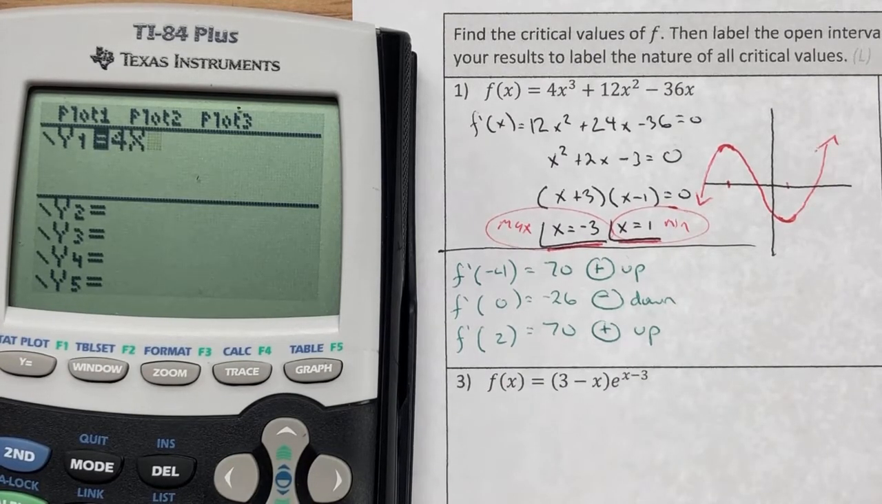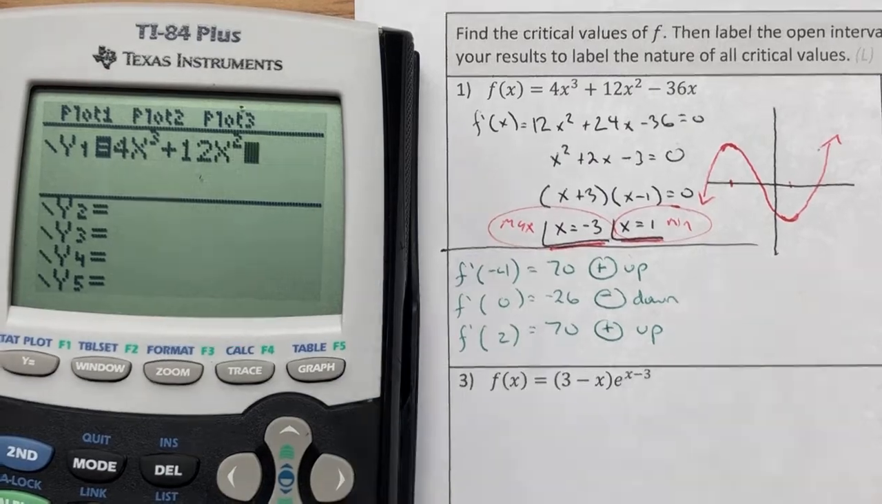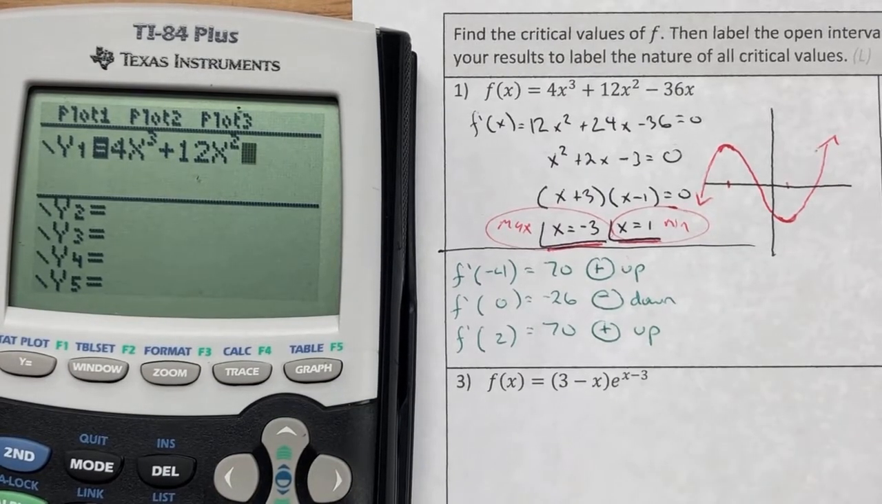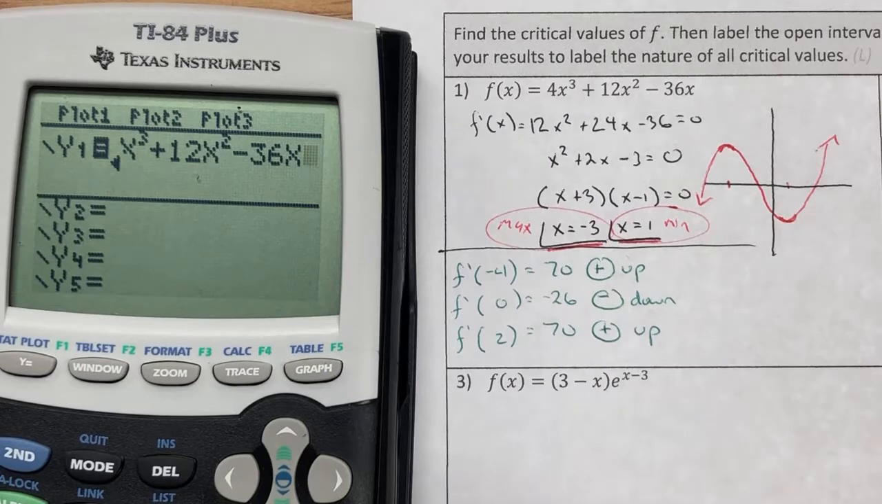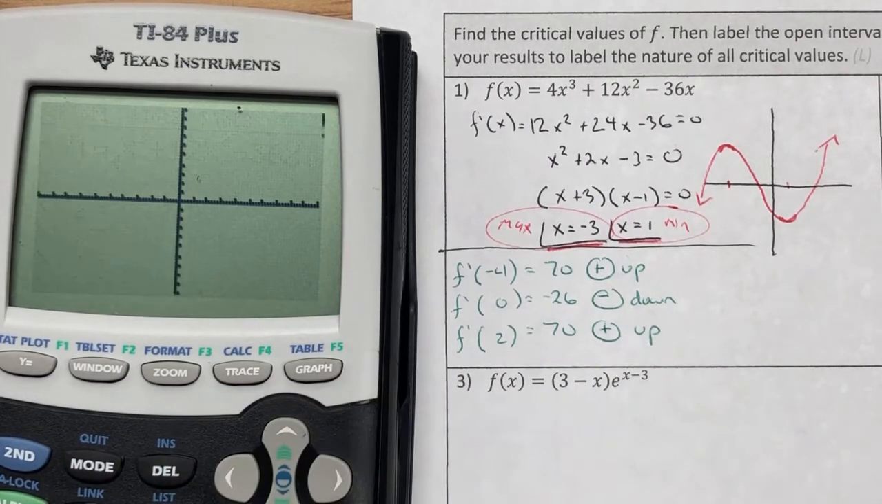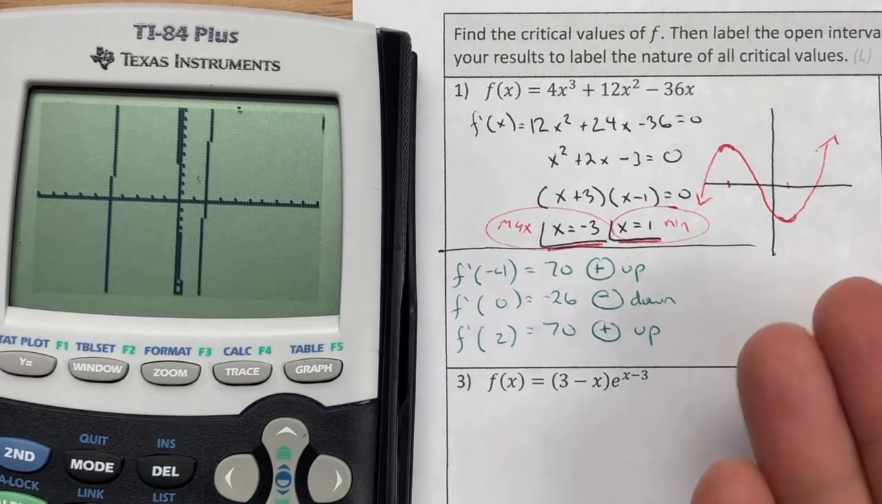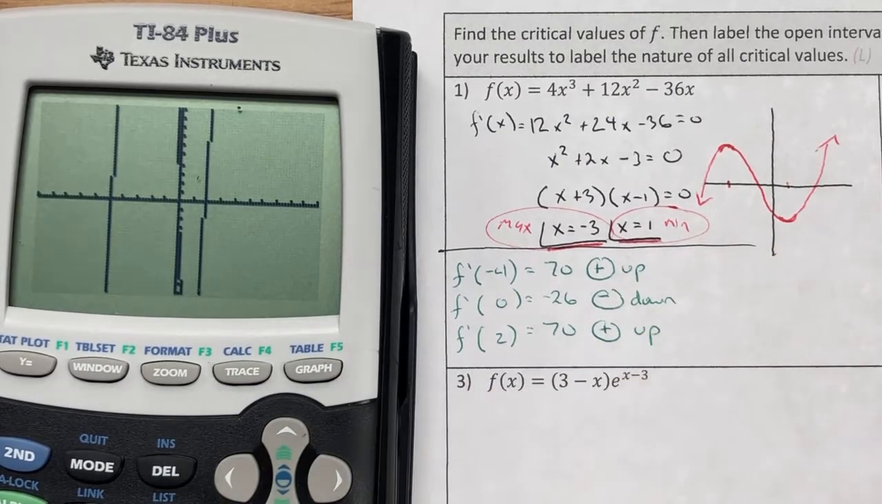4x to the power of 3 plus 12x squared minus 36. Nope, 36x. So I should see a function that goes up, then down, then up. So up, then down, yep. Now, as we see, it's a little more exaggerated than that, but we have a function that goes up, then down, then up.